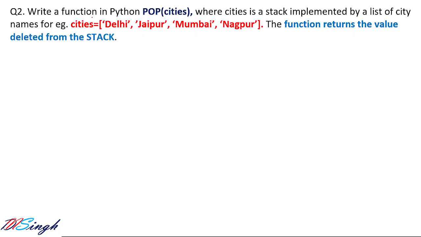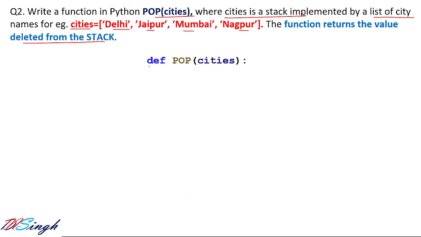Write a function in Python popcities, where cities is a stack implemented using a list named cities which has Delhi, Jaipur, Mumbai and Nagpur. The function returns the value deleted from the stack. So what is the first condition we need to check before deleting an element from the stack? That the stack is empty or not. Let us define that function.